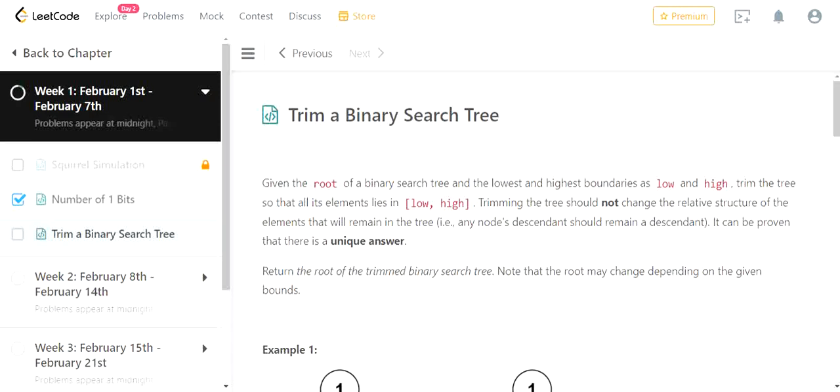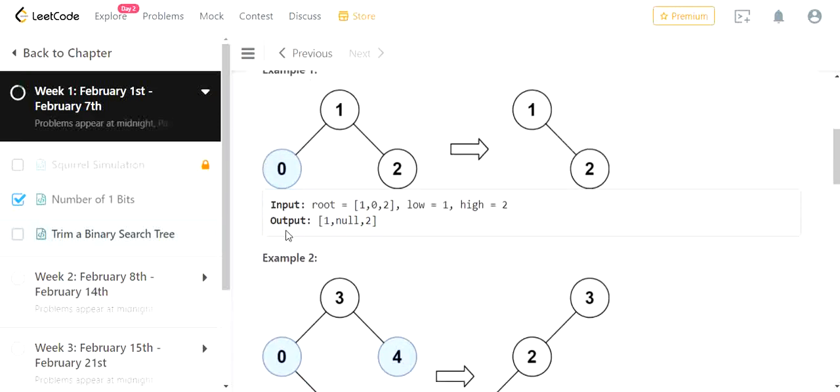Hello everyone. So today we are going to see trim a binary search tree. We are given an input of a tree root and two integer values low and high. So we have to trim the tree with values only between low and high. If any value goes lesser than low or greater than high, we have to trim it.